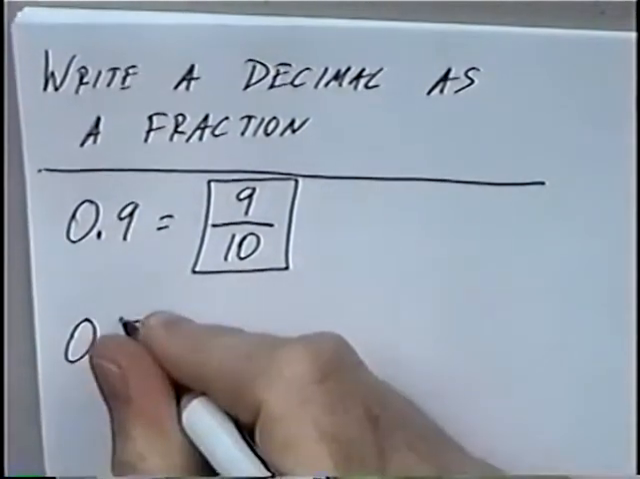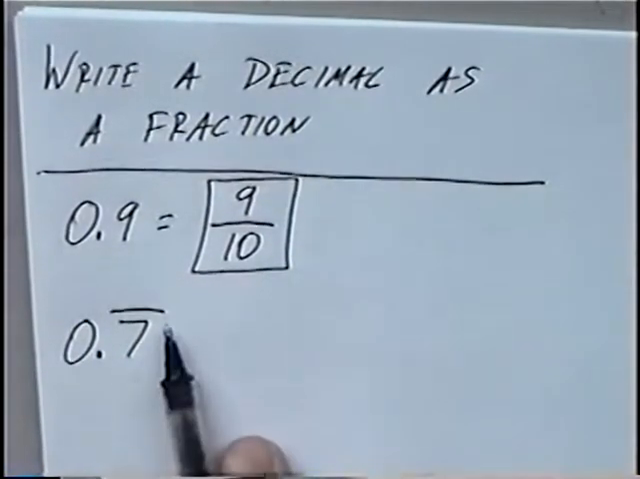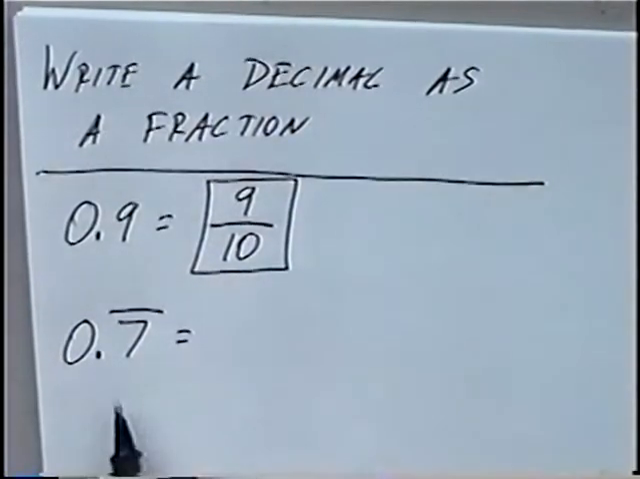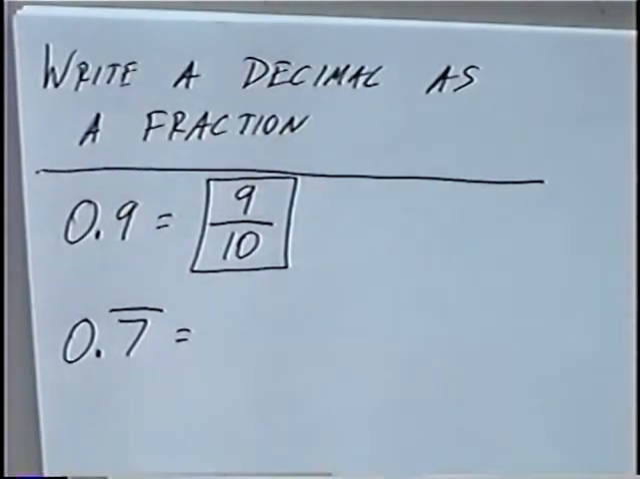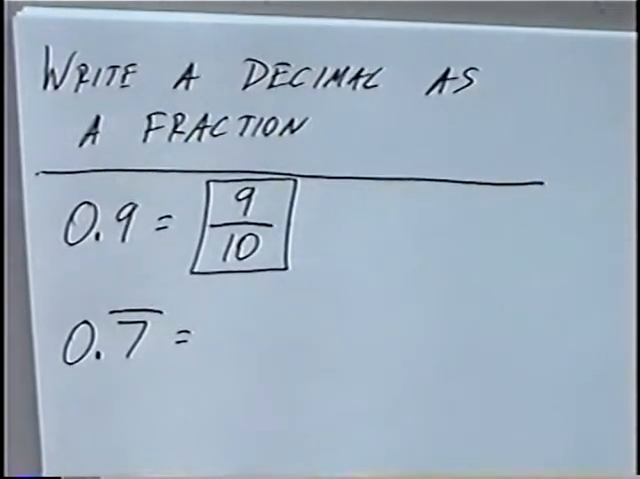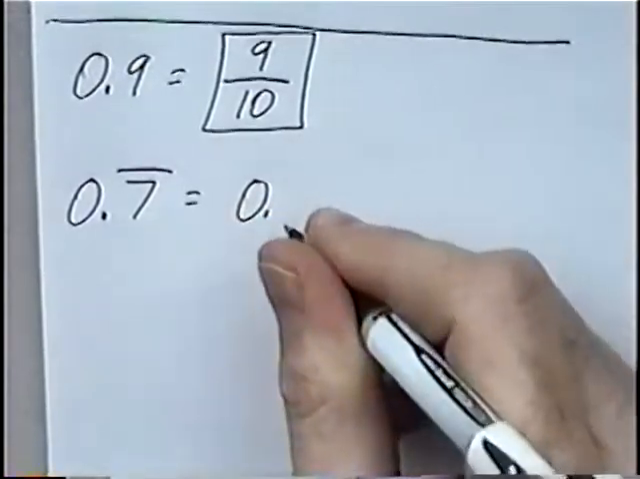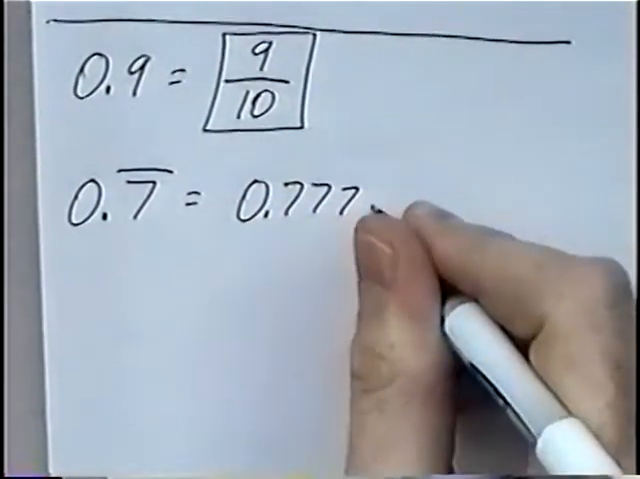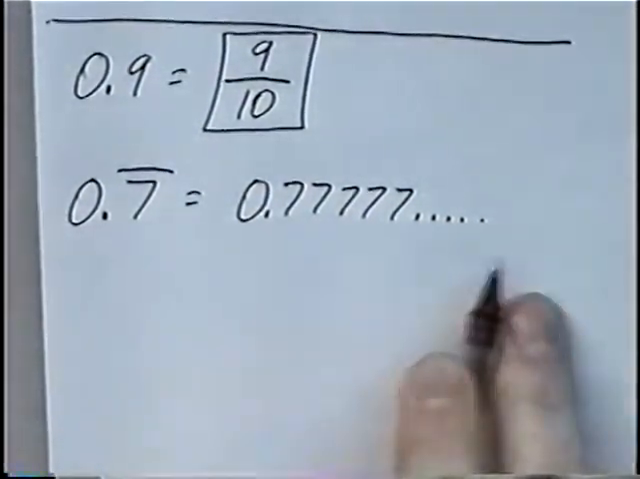Second question and second decimal, 0.7 with a line above the 7. A line above a decimal means this decimal repeats. So we'll change the decimal 0.7 repeating, which means these 7s will continue on, we'll change that to a fraction. Rewriting this, 0.7 with the line on top would be 0.7777... as these 7s continue on forever.